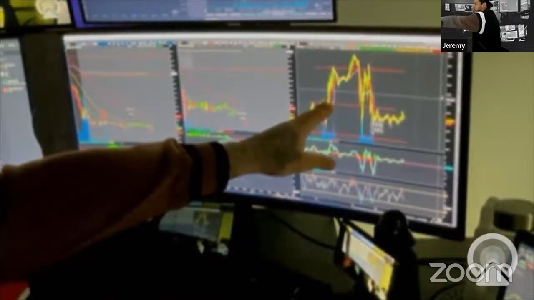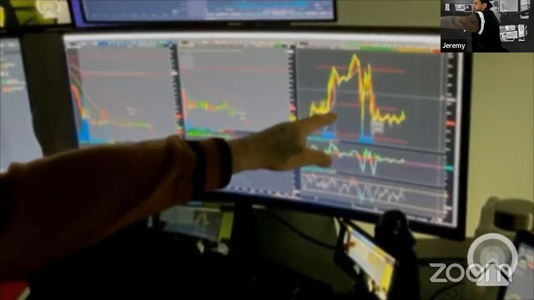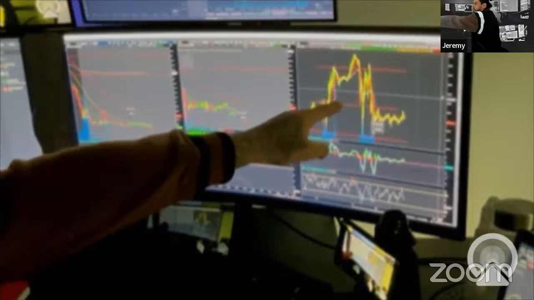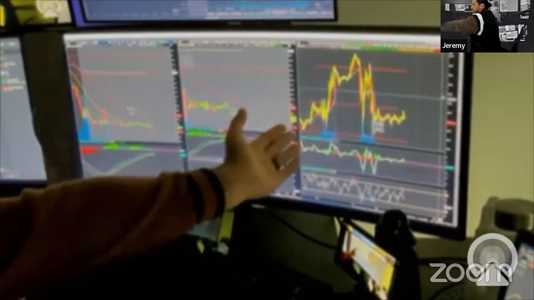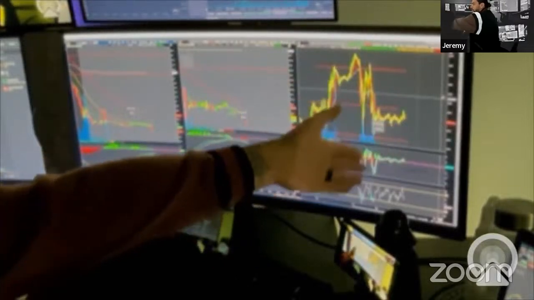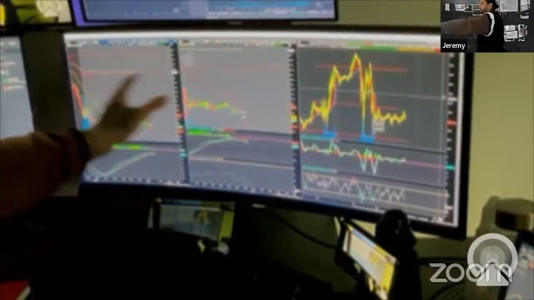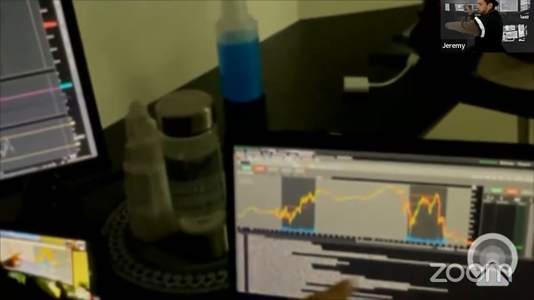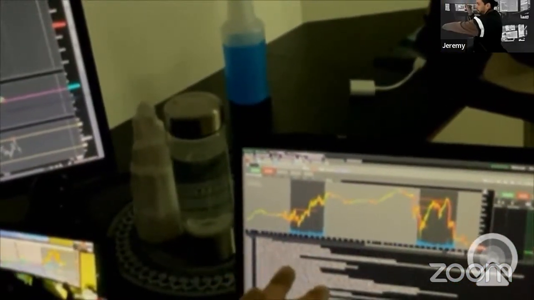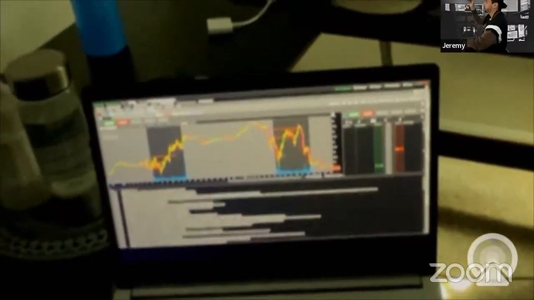And on ES we have the same setup: MACD, 9, 20, 50. These are all 5 minute charts. And then right here is my 5 minute SPY. And that's pretty much the chart setup, guys.